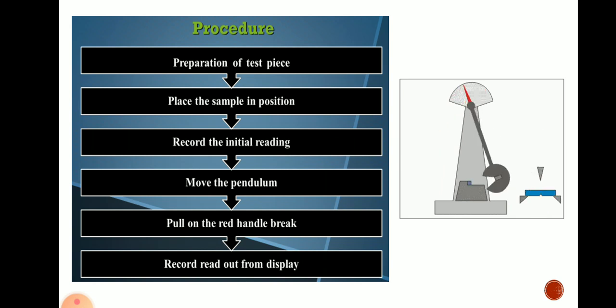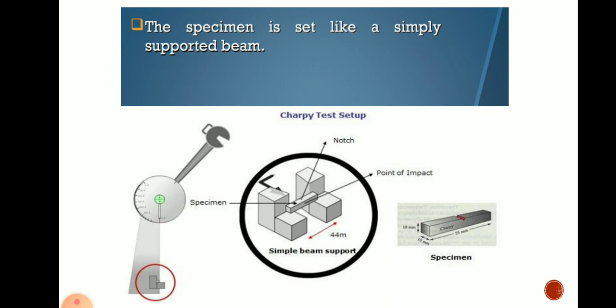With the help of the hammer we have to break the test specimen. Now the specimen is set like a simply supported beam, as shown in this diagram also, with the V notch in the opposite direction of the hammer. Wherever the hammer hits the specimen, it will be opposite to the V notch.